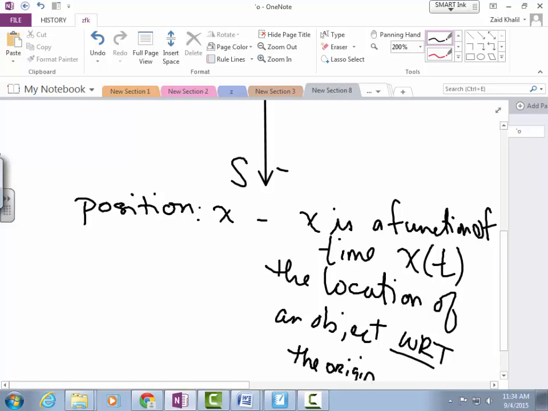Have you ever seen that done before? With respect to? Oh, you got it. So you're saying, okay, I'm going to define the origin of the classroom as being the front, and therefore you're towards the back. So position is the location of an object with respect to the origin.